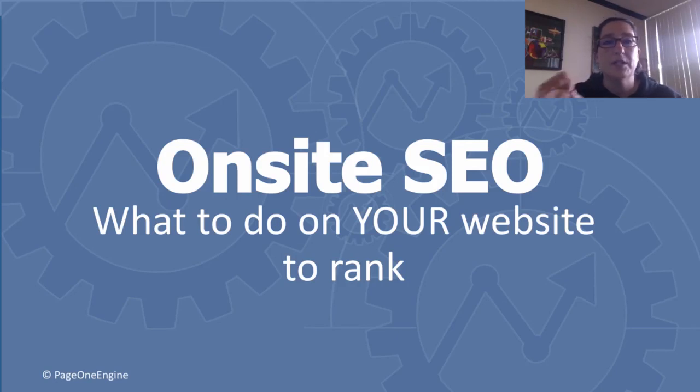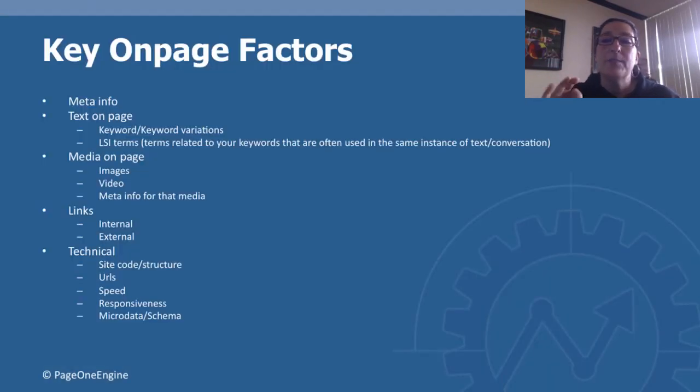Let's talk about on-site SEO, what to do on your website to make it rank. When you think about this, you have to really approach on-site SEO separate from off-site SEO. Sometimes they intermix, but you need to start with what are the key on-page factors. For example, when you're thinking about your website, you need to know about your meta information, the text that's on your page, the media information, links, and technical.